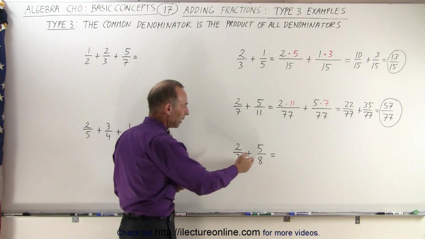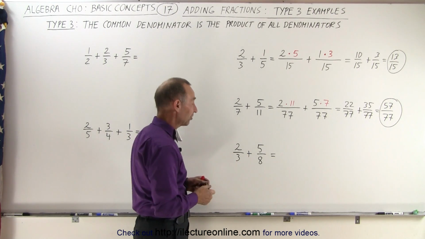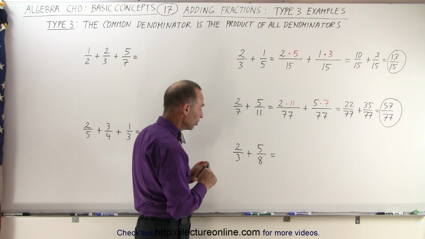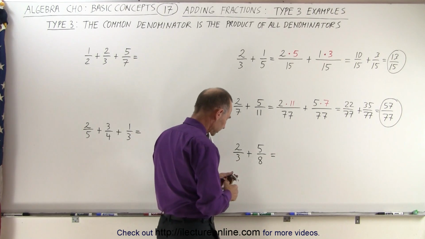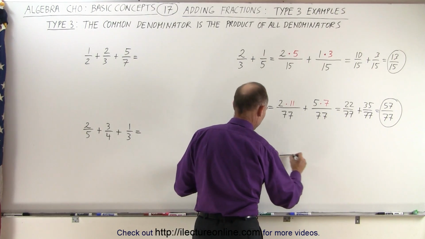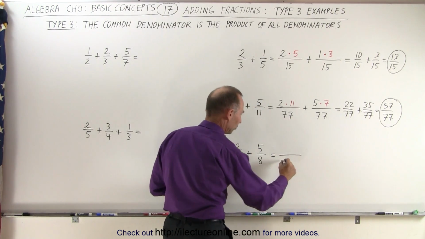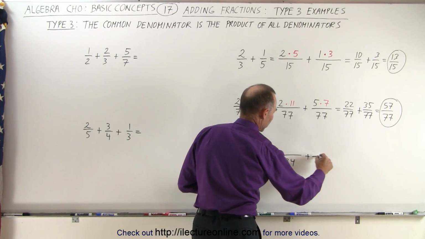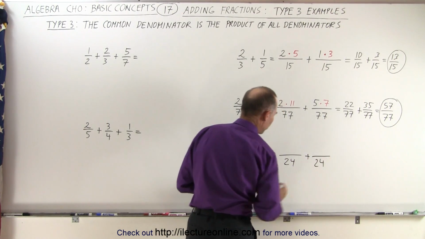Even if the number is not a prime number, the pattern is exactly the same. We're going to multiply the two denominators together. And so the new denominators will be 3 times 8, which is 24. So both new denominators will be 24.